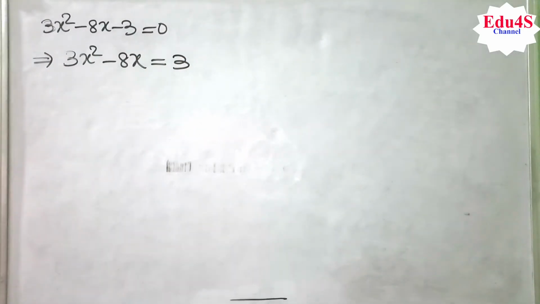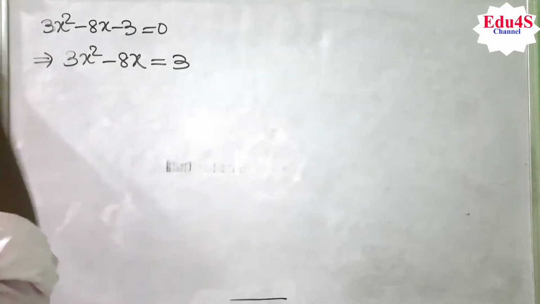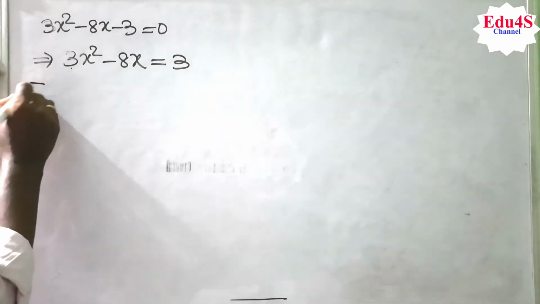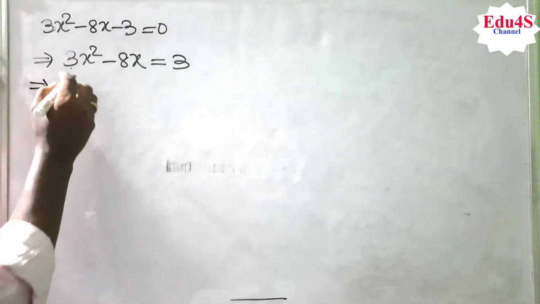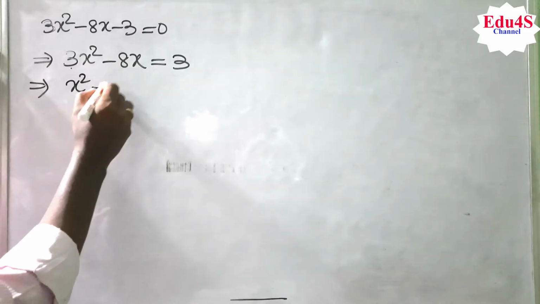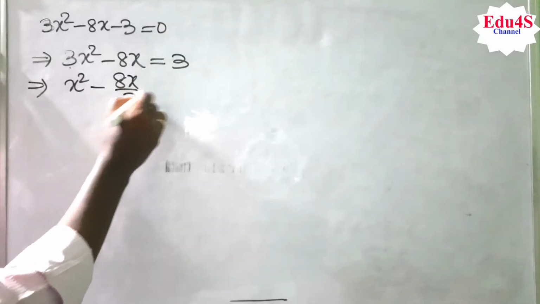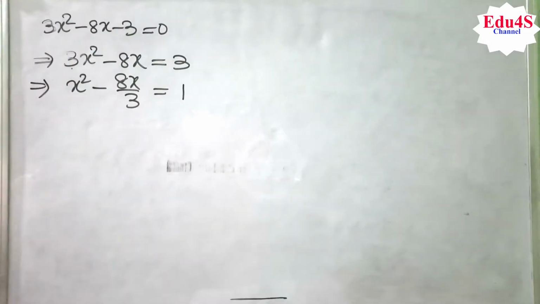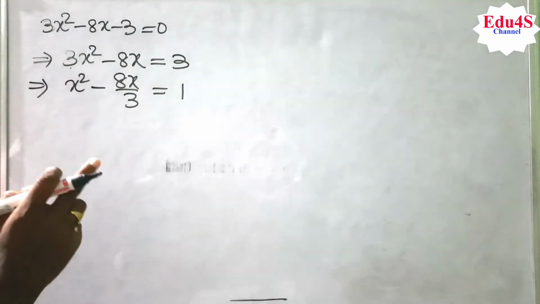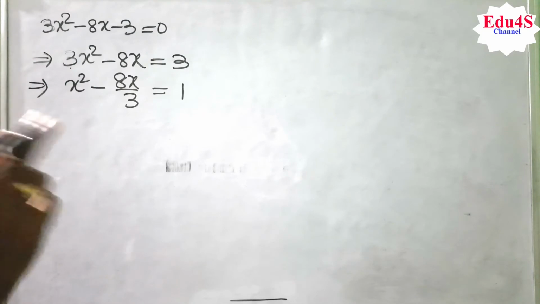Then our next step: divide the whole equation by the coefficient of x square, that is a. So here a is 3. So you divide the whole equation by 3. So this term will be x square if we divide by 3, this term will be minus 8x by 3, and this term will be 1. Clear? Since here it is minus, we will apply the a minus b whole square formula.